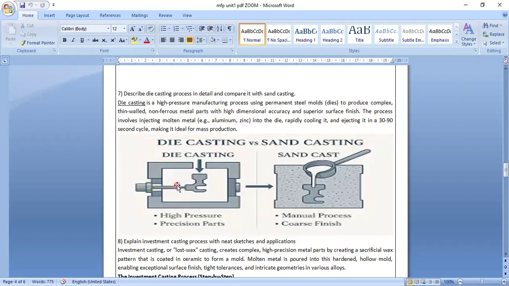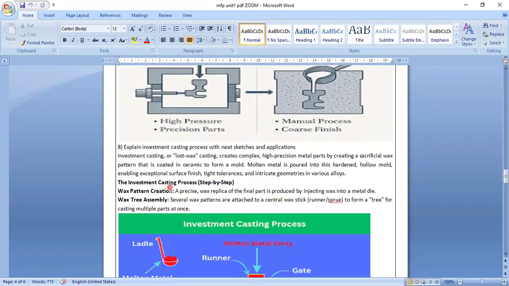So you are going to inject. Here we are pouring sand. This is a manual one, coarse finish. Here precision parts. These parts are held by this die. So they are injecting this one. So this is die casting. The dies are used here to hold this workpiece. Aluminum or zinc is poured here, injected into this. Here, 30 to 90 seconds per cycle it can be producing.